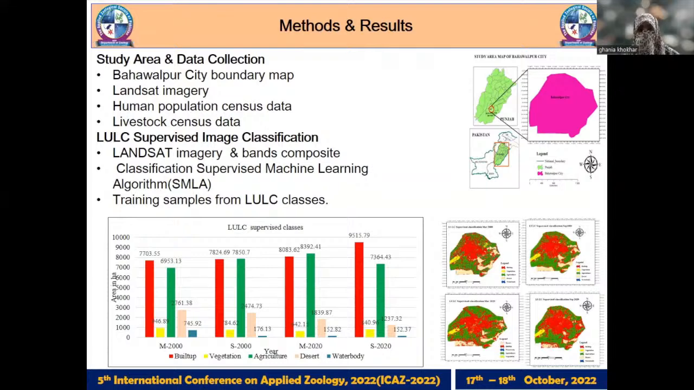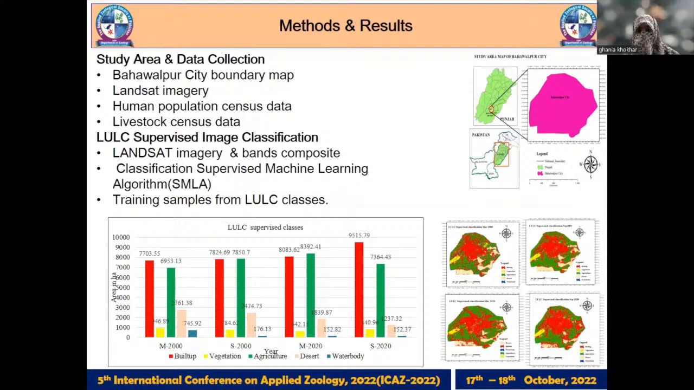The algorithm used in this classification is a supervised machine learning algorithm. Training samples of five different classes have been used in this study. The five classes are built-up, vegetation, agriculture, desert, and water body. After running the algorithm, the area occupied by these five classes has been calculated through the software ArcGIS.